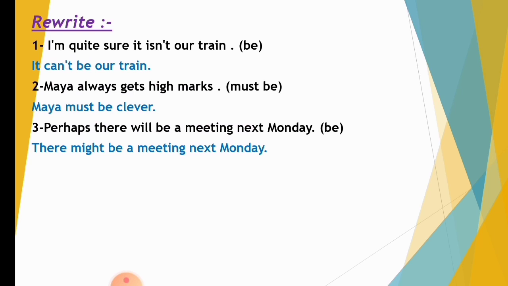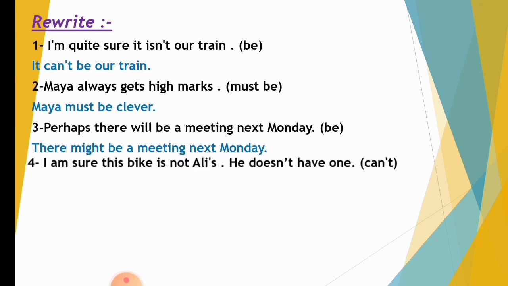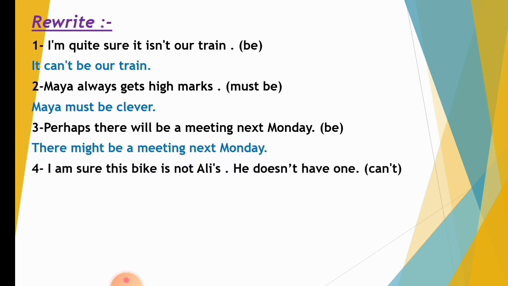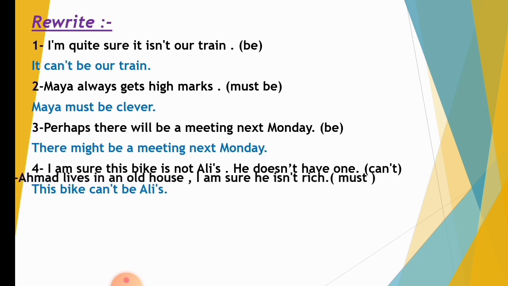So let's see question number 4. I'm sure this bike is not Alice's. He doesn't have one. I asked you to use can't. So the answer is: this bike can't be Alice's.